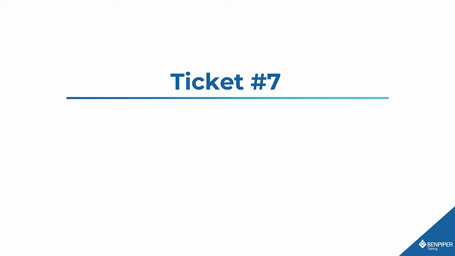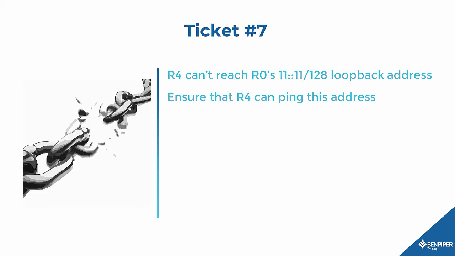Next up is ticket number 7. Let's take a look at ticket number 7. R4 can't reach R0's 11:11/128 loopback address. Ensure that R4 can ping this address. Well, sounds like a pretty simple, straightforward ticket. Let's go ahead onto R4 and see if we, in fact, cannot ping that address.